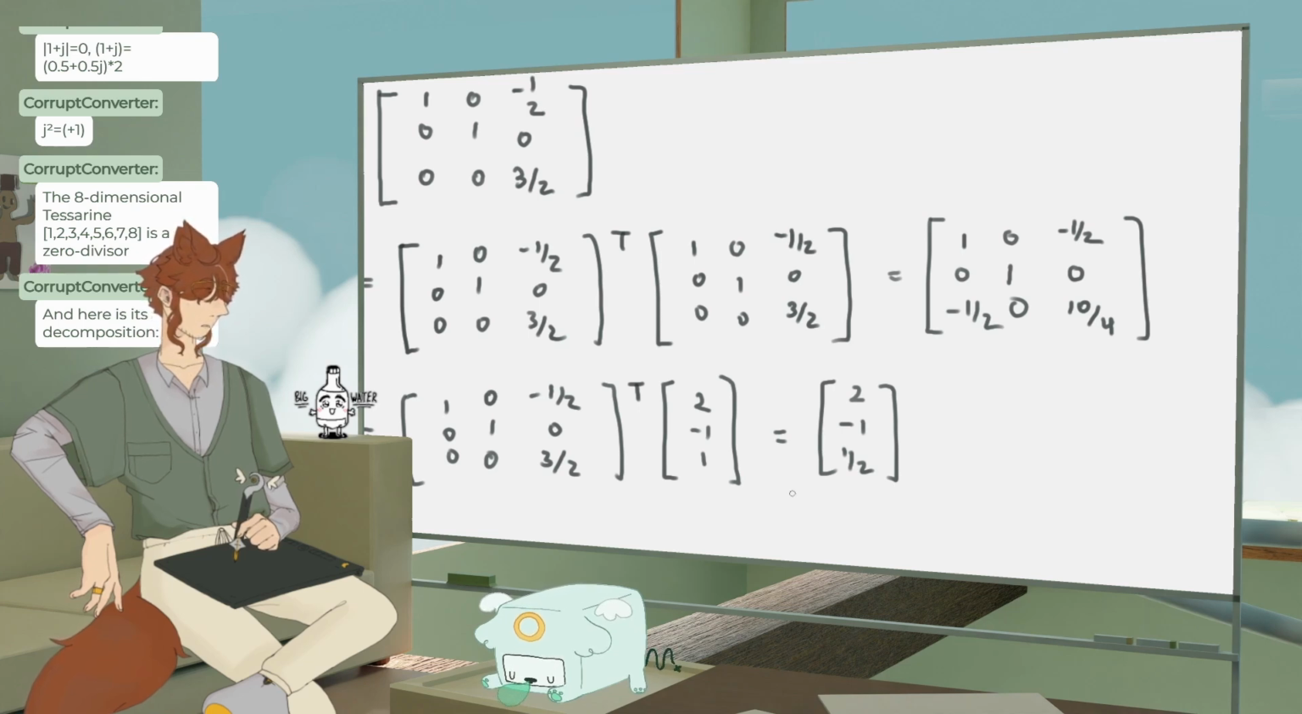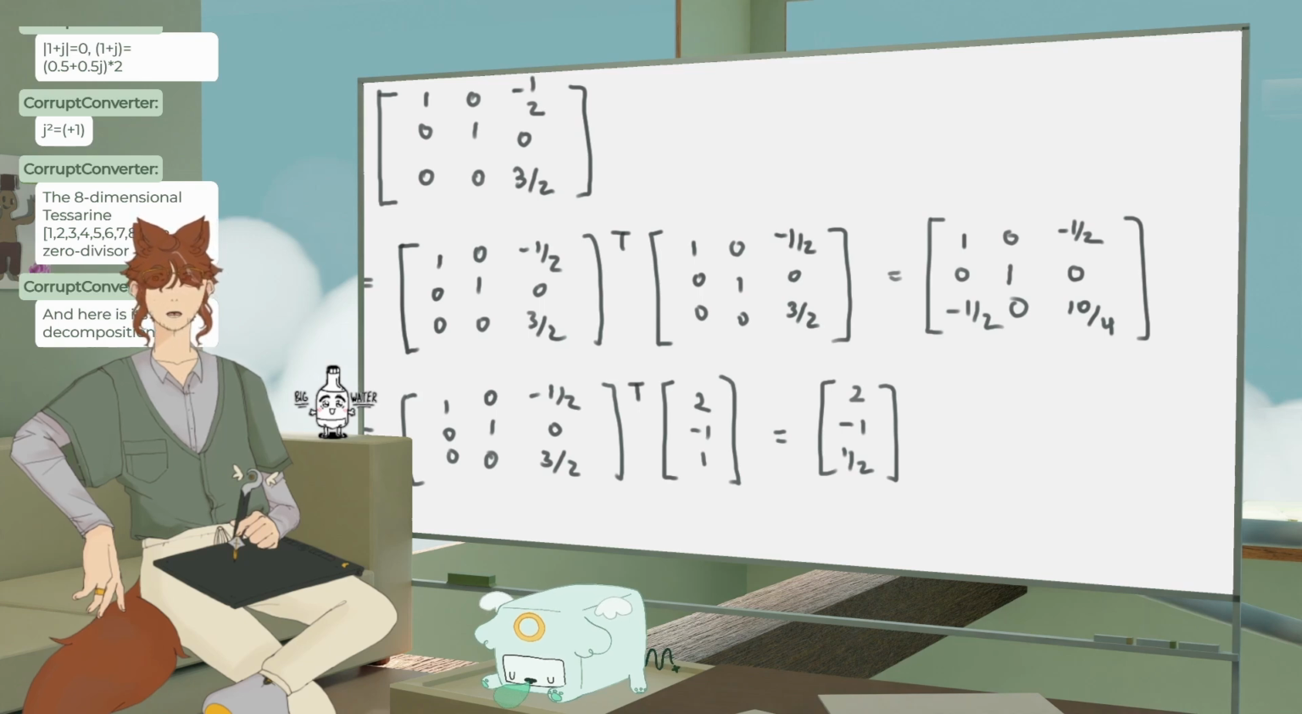Eight-dimensional tessarine is a zero divisor. I actually don't even know what zero divisor is. Let me see. Element A that is both a left and right zero divisor. Okay, that's not useful. In abstract algebra, an element A of a ring R is called a left zero divisor if there exists a non-zero x in R such that AX equals 0. Or equivalently, if the map from R to R that sends X to AX is not injective, well, that means nothing to me. But the first thing means something to me.